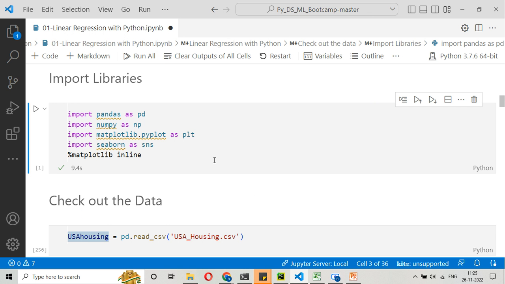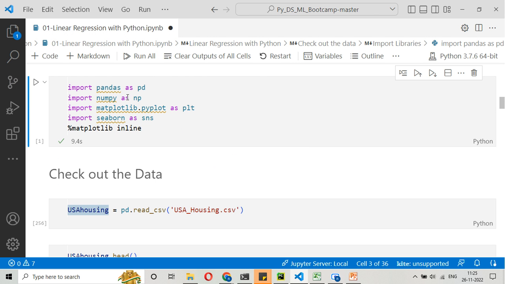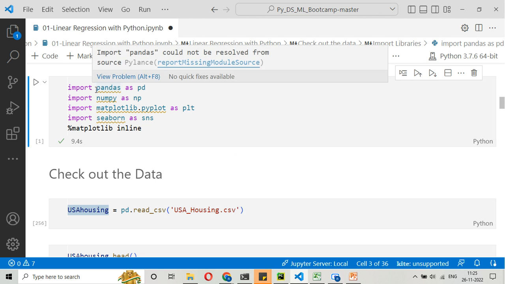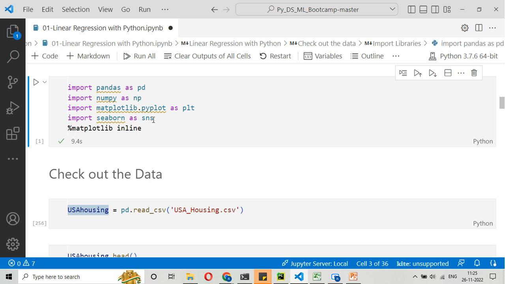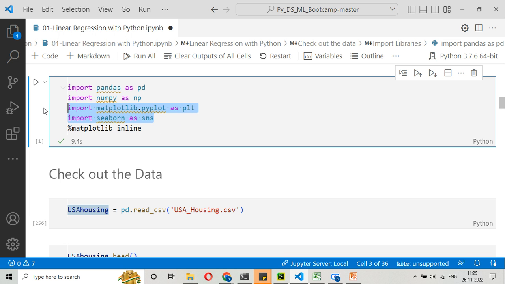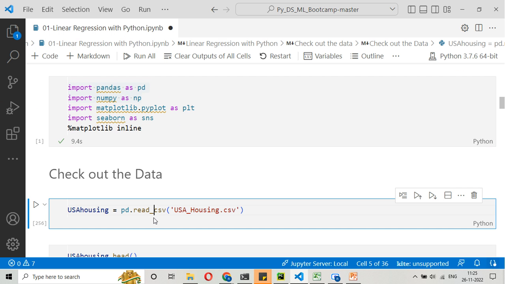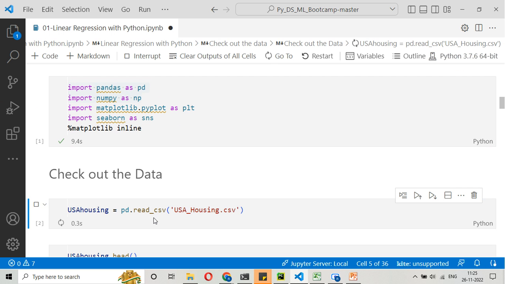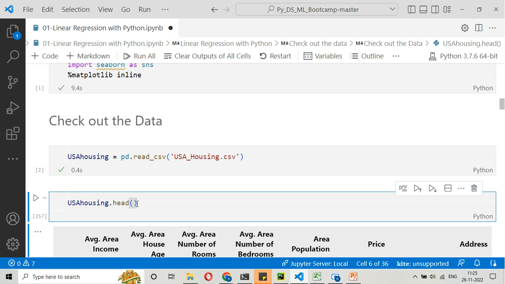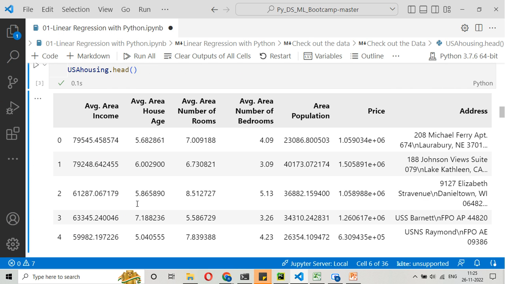So we have all the packages, mostly Pandas, NumPy, Matplotlib, and Seaborn. These two are for visualization, and this one is for data analysis. Now this data I will also share with you guys. We have this data. Now we can check what data we have. Once we check, we find average income, number of bedrooms, rooms, population, price, and address.